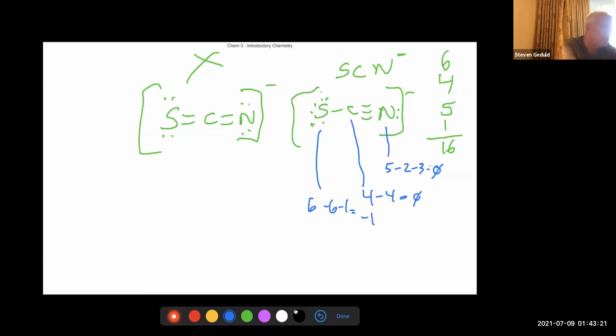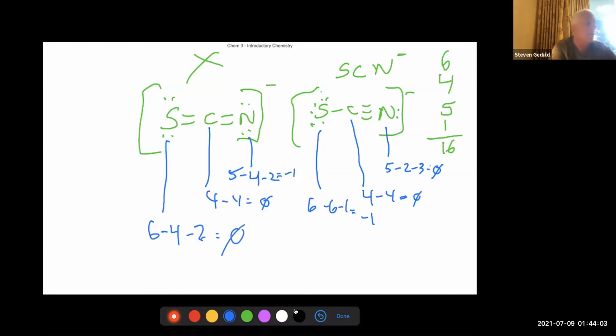Let's look at the other one, nitrogen. Nitrogen is normally 5. How many dots do we have? We have 4 dots. Perfect. And we have 2 bonds. 5 minus 4 minus 2 is -1. Okay, carbon, 4 and no dots. We have 4 bonds. Carbon is still 0. And sulfur is normally 6, and we have 4 dots and 2 bonds, so that's equal to 0.